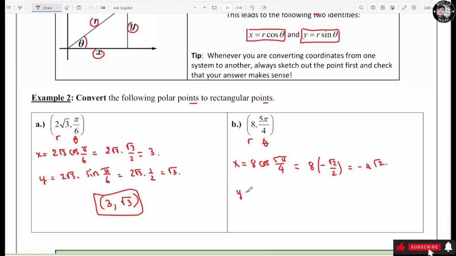Now y equals 8 sine 5 pi over 4. So it could be 8 times sine 5 pi over 4, which equals negative root 2 over 2. So the answer is negative 4 root 2. So you have the ordered pair negative 4 root 2, comma, negative 4 root 2.